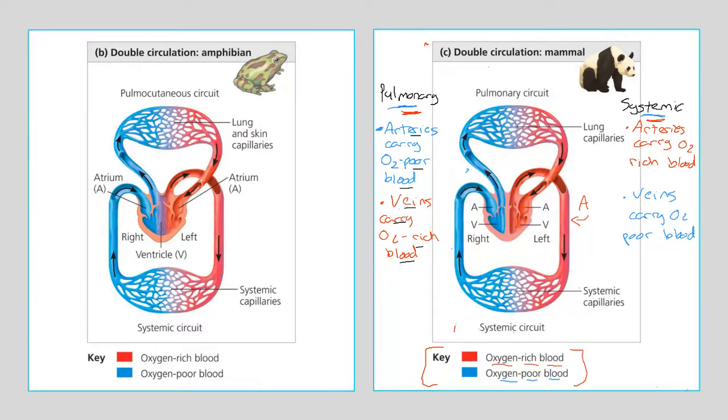Okay, so one more time. For the systemic circuit only, the arteries carry oxygen-rich blood because arteries here, okay, they're going to be carrying blood away from the heart, and veins are going to be carrying oxygen-poor blood, okay, because they're going to be carrying blood towards the heart. Okay, that's why they're veins. So make sure you remember that. That's key. That's one of the main concepts of the circulatory system. Okay, pulmonary versus systemic circuits.